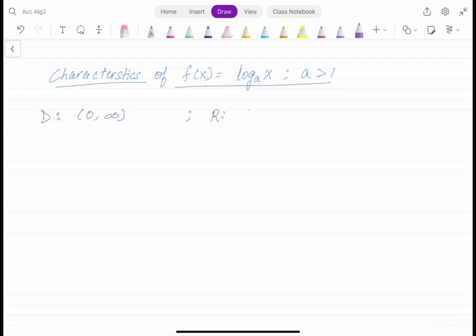So domain is 0 to infinity, range is negative infinity to infinity, and the x-intercept will happen at 1 comma 0. And if you can compare with the exponential function, we are just reversing everything. And it is a continuous function because there is no interruption in the graph, there is no hole, there is no jump, nothing is there. When we are talking about the increasing function, and also it is a one-to-one function as well.